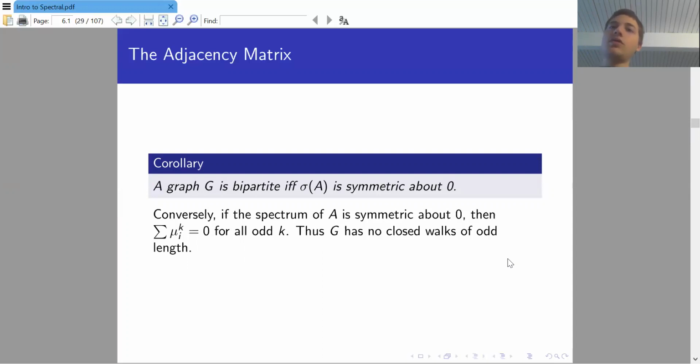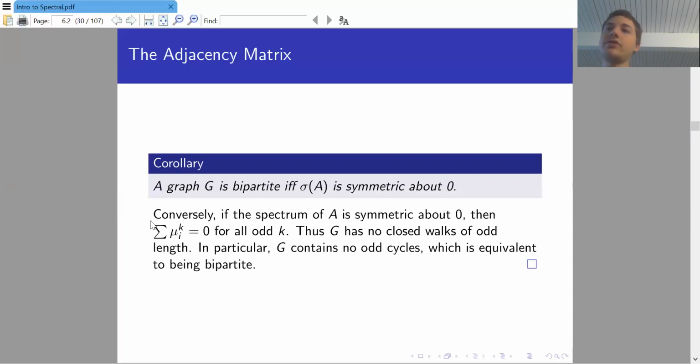And if we recall, this quantity here counts the number of closed walks of length K. So what this statement says is that G has no closed walks of any odd length. And in particular, this implies that G contains no odd cycles. If it did contain an odd cycle, say of length K, then just walking along that cycle would also be a closed walk of odd length. So we conclude that G contains no odd cycles, which is equivalent to saying that G is bipartite.